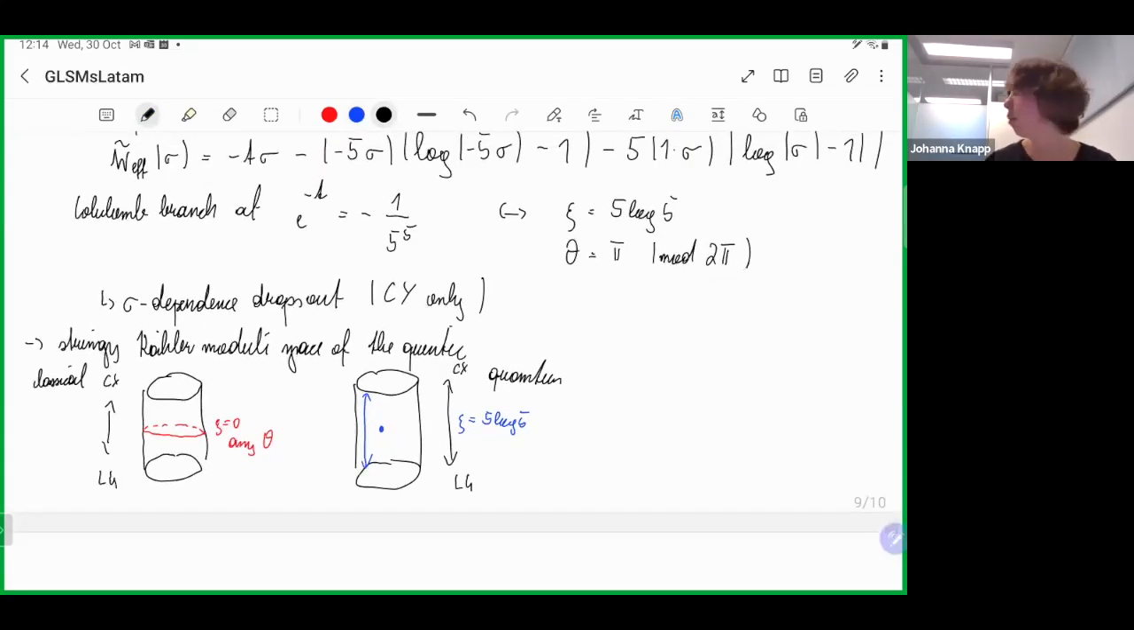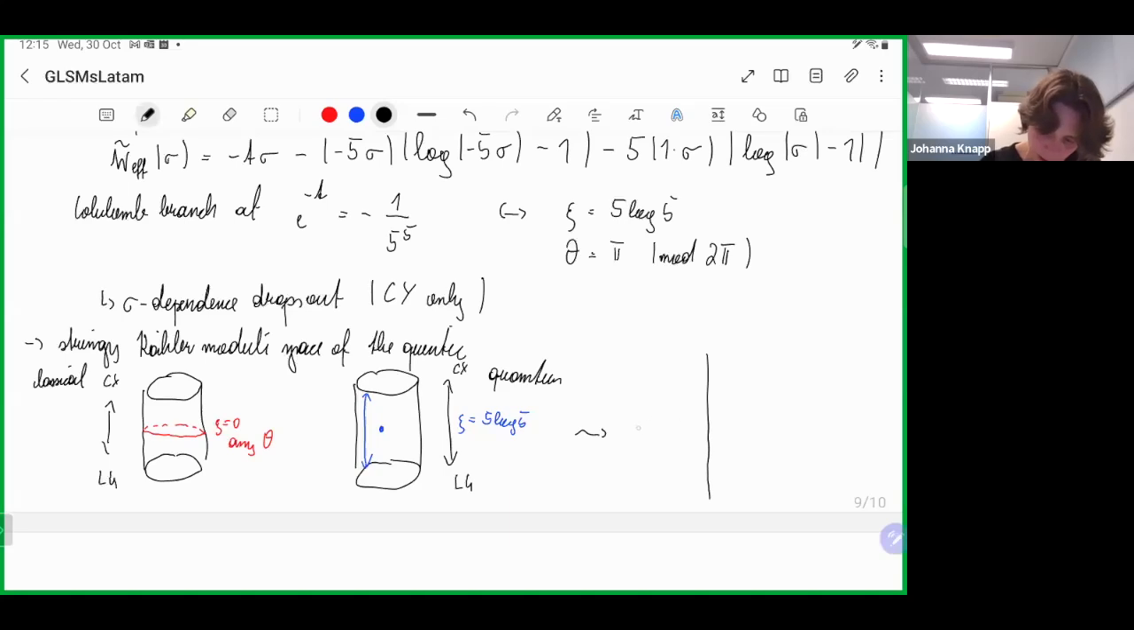So let me also already say that we see that the theta angle is periodic, and it's drawn in the cylinder, the periodicity is implicit. So it looks like it doesn't make a difference if the theta angle is pi, or if the theta angle is 3 pi, 5 pi, 7 pi, 9 pi. But as we will see when I talk about D-branes, it actually does matter.